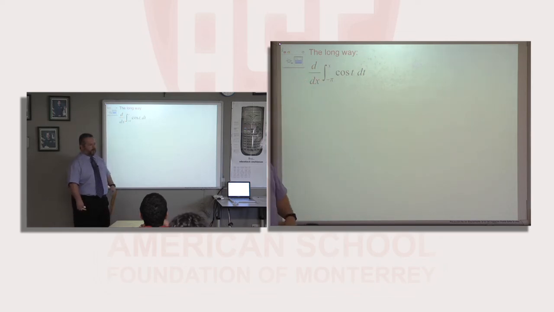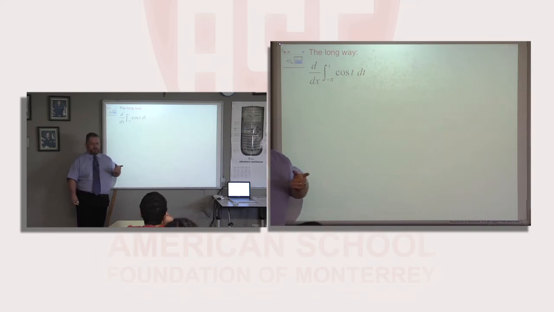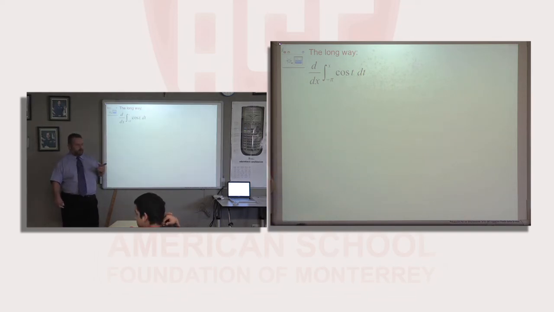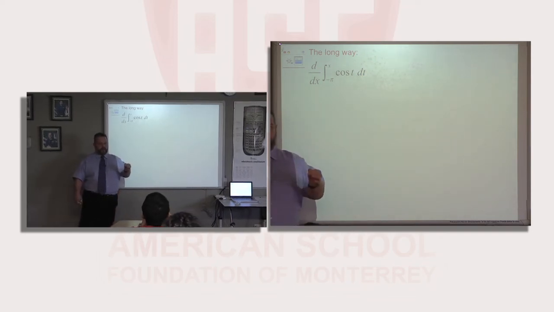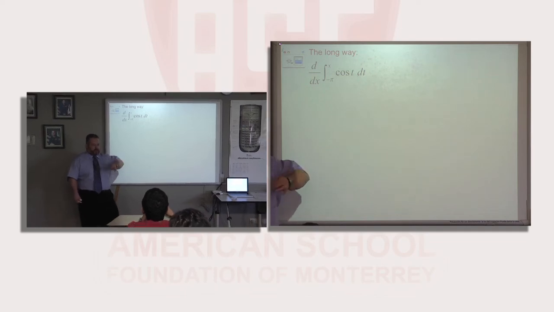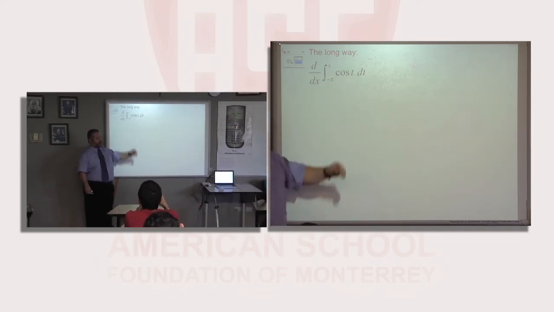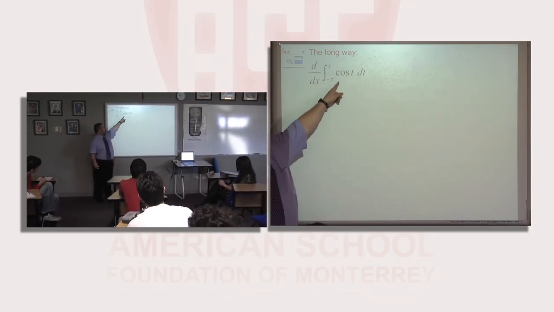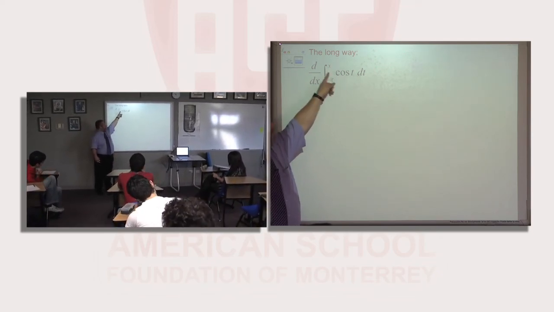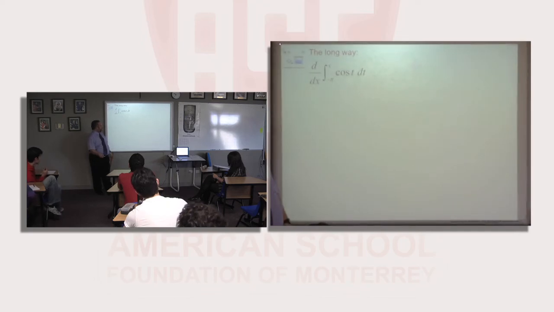Positive sine t. Why is it not negative? What are you doing? You're confusing derivatives and integrals, right? We want the antiderivative, which is the function whose derivative is cosine t. The derivative of what is cosine t? Sine t. So my antiderivative is going to be sine t evaluated from x to negative pi.